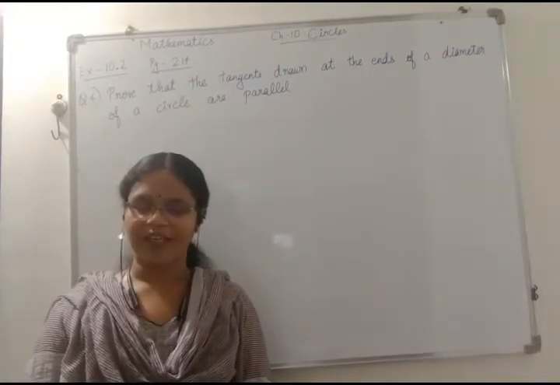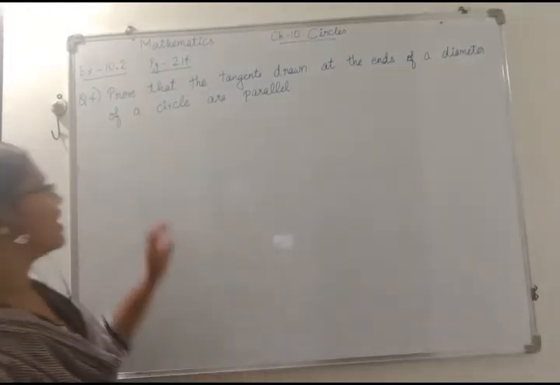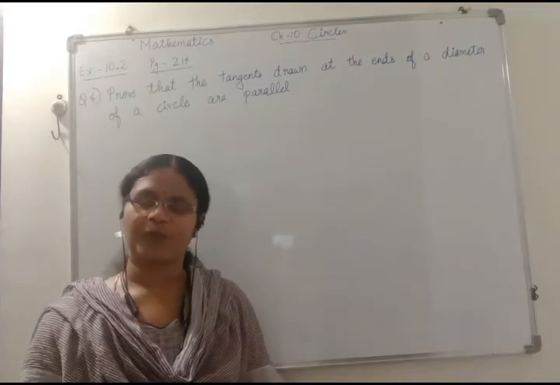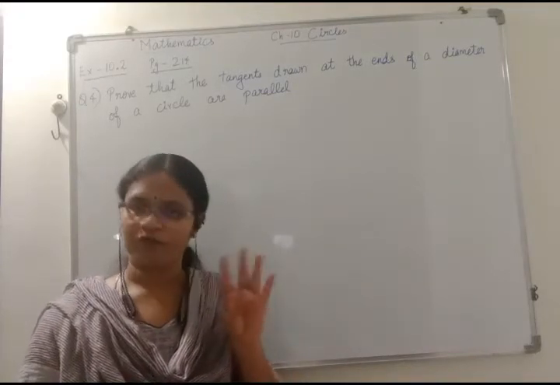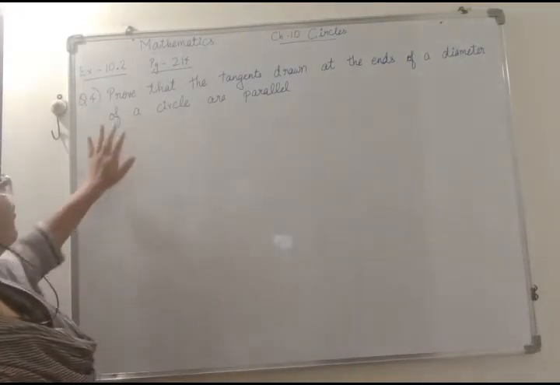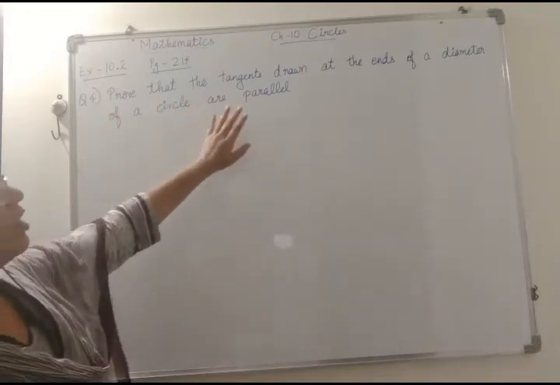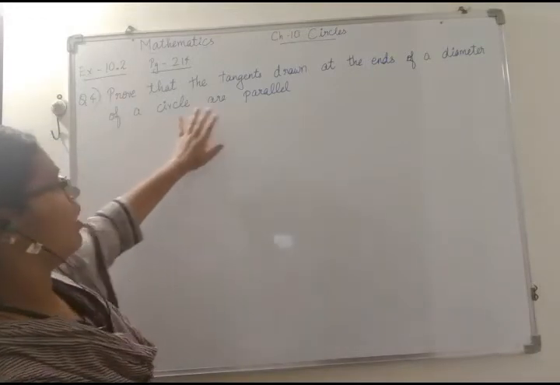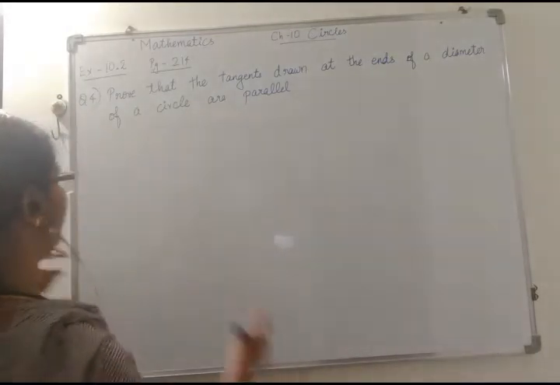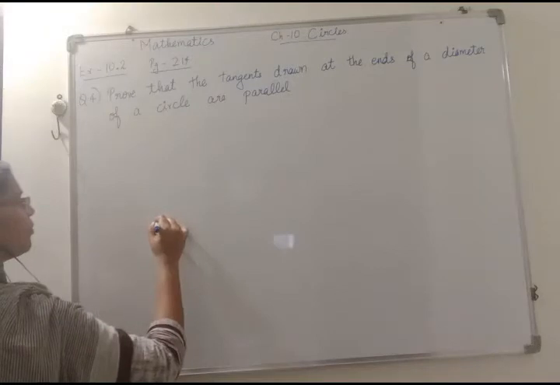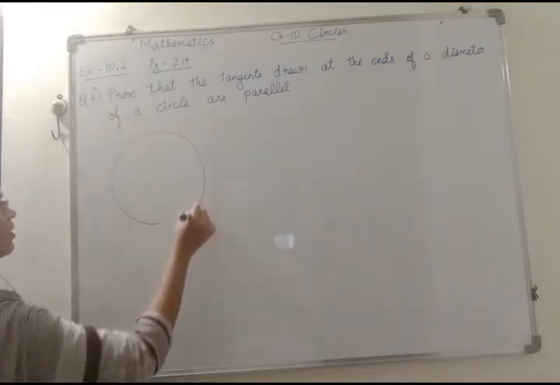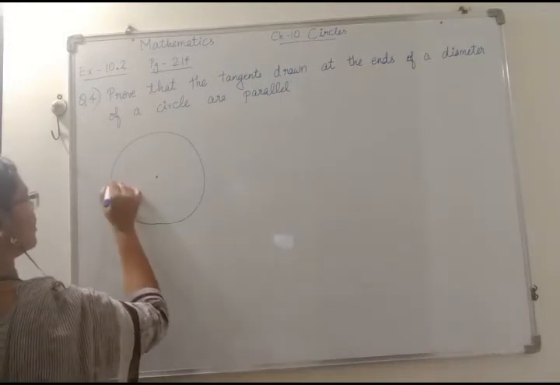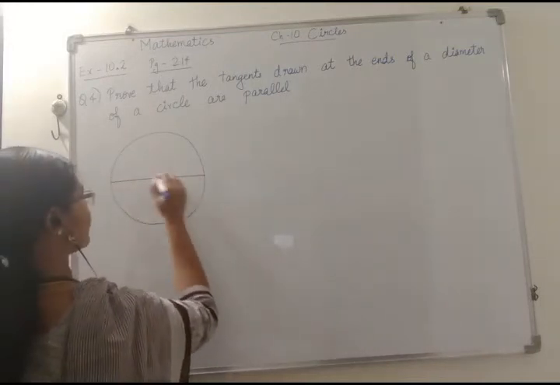Now we will start with exercise 10.2, which is at page number 214 in your NCERT textbook. We will start with question number 4. The question is, prove that the tangents drawn at the ends of a diameter of a circle are parallel. So, first let's draw the diagram. We have a circle, and we have a center, and then we have a diameter.